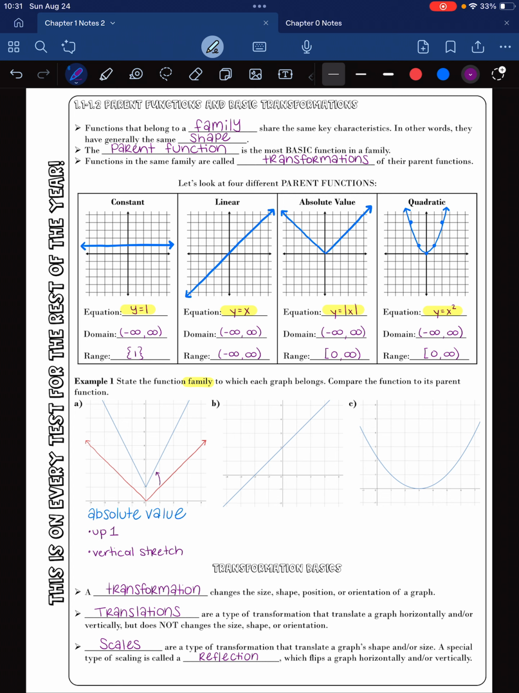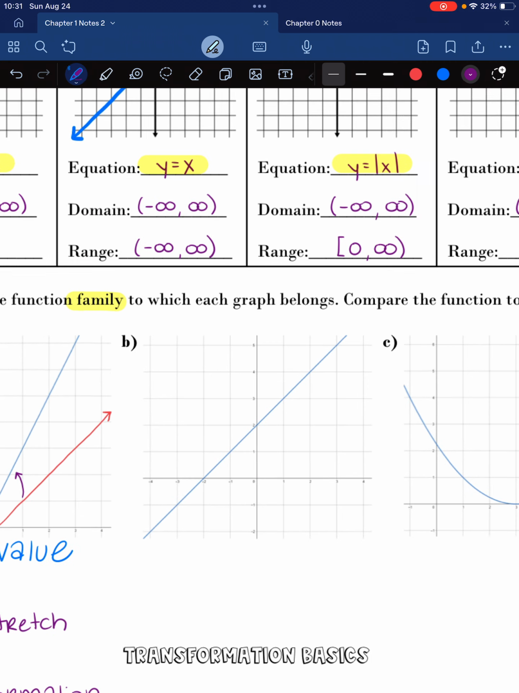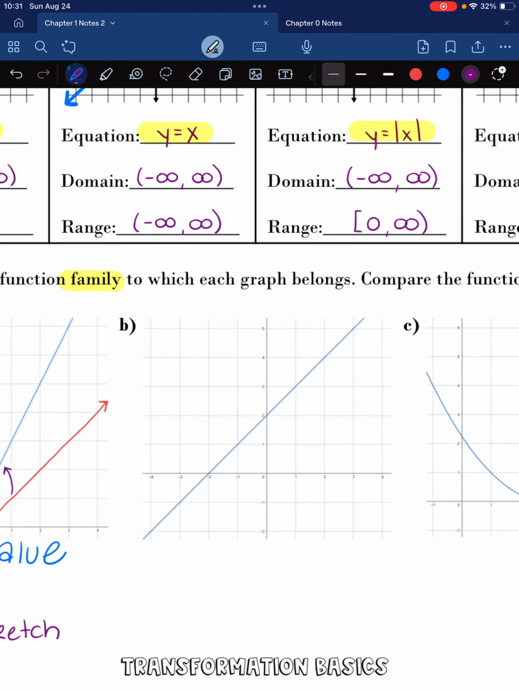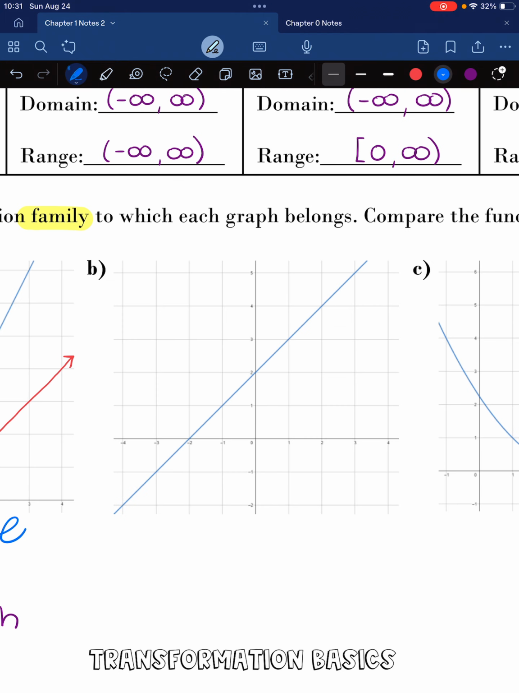Okay, and that's my goal with this section: I'm going to name what family it belongs to and how it is different from the parent function. Okay, so B definitely is a line. Remember, we have two different types of line families. It can be a constant, but that's always going to be horizontal. And then linear is going to have some sort of interesting slope there. So I'm going to go ahead and say that this is linear.